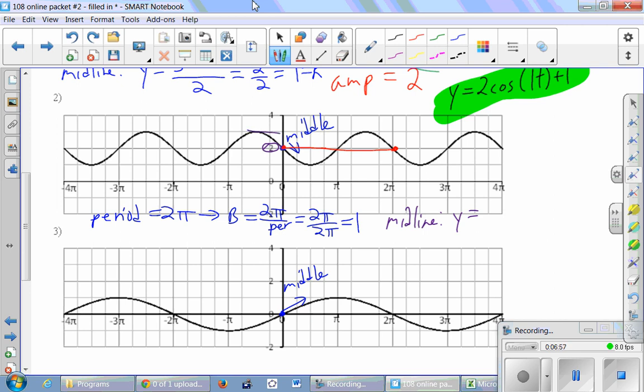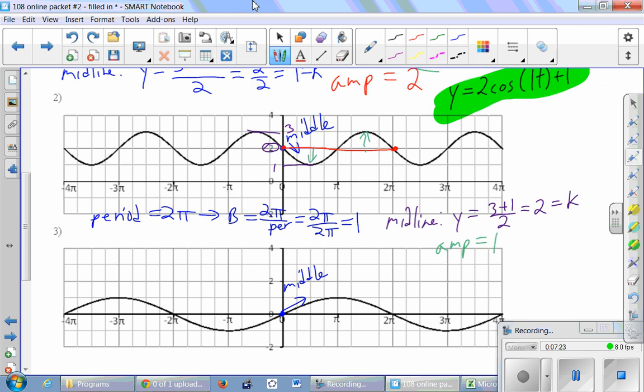So the high is up here at 3. The low is down here at 1. So if I do 3 plus 1 and then cut it in half to find the average, lo and behold, we'll get y equals 2 as the midline. That's our k value. Next thing we wanted was the amplitude. It's just how far you have to go from the middle to the top. Looks like 1, or the middle to the bottom, also 1.